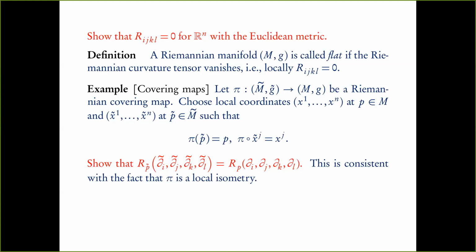So you're right. If you can cover M by Rn with the Euclidean metric, and that induces a compatible metric on M, then M is going to be flat. Yes. By this exercise, for example. Okay.